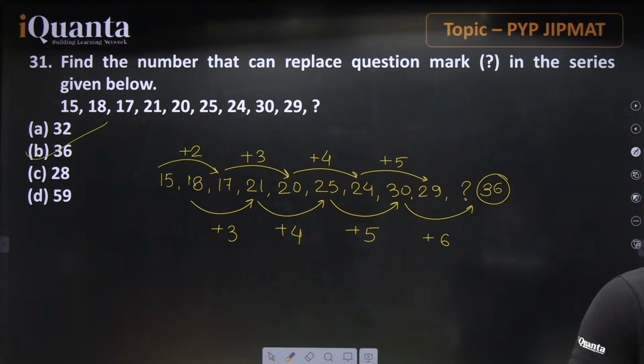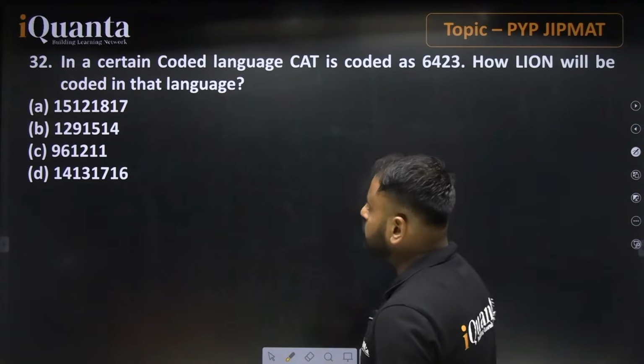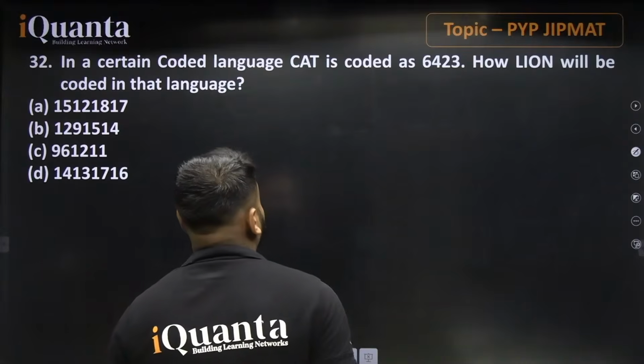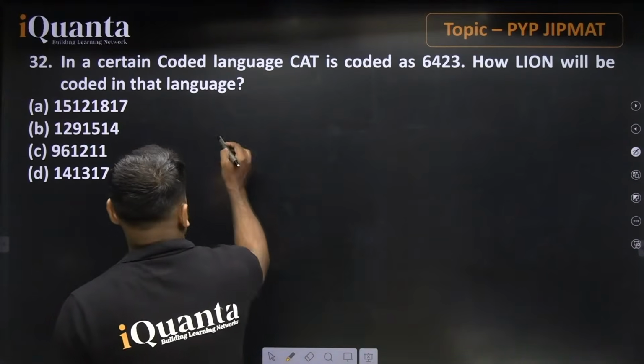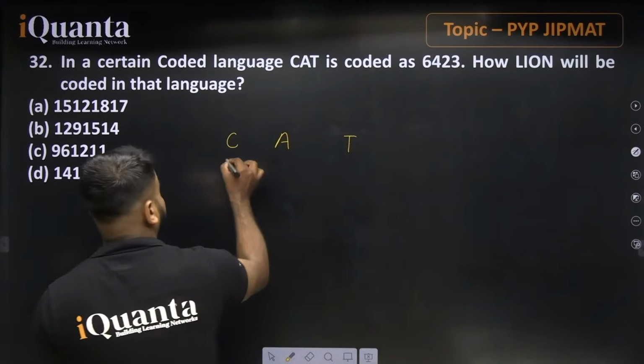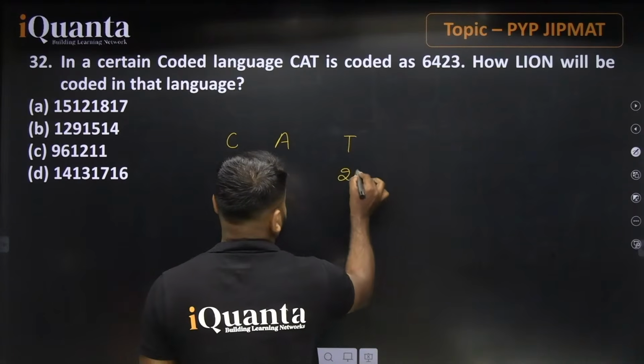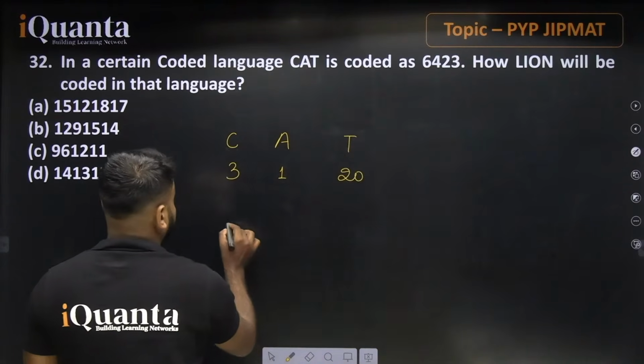Chalo, let's talk about the next portion. The next statement over here is, in a certain coded language, cat is coded as, okay, so cat is coded as, beta, C A T. The place of C is what? 3. The place of A is what? 1. T is at 20th place. The code is 6423.